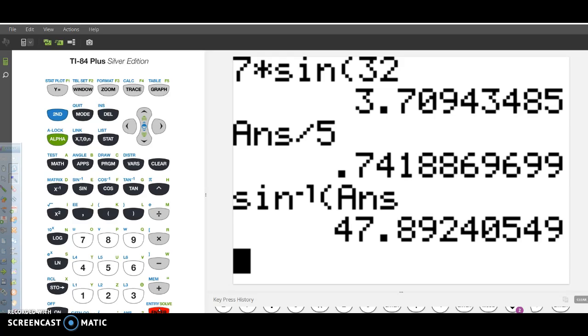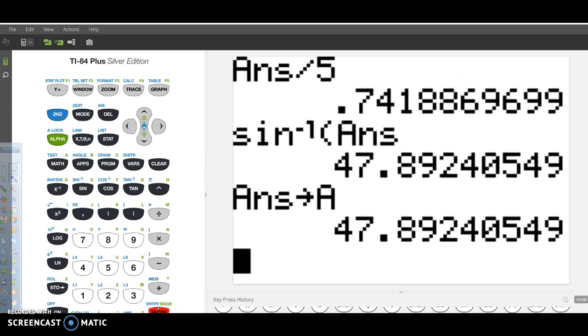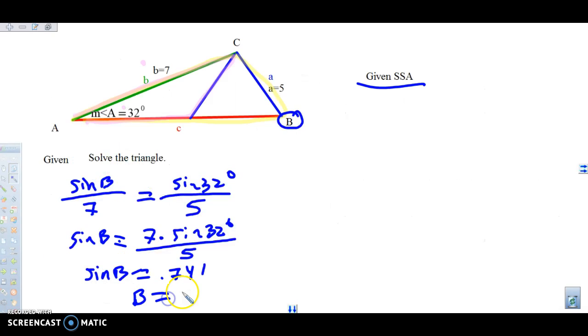Okay, so 47.89 degrees. When I look at that, I'm also going to store that in alpha A, because I'll need that later. So 47.9 degrees. One of my possibilities is that this is 47.9 degrees. Now, the other possibility, because sine repeats itself, and remember that the sine of 180 degrees minus theta equals the sine of theta.